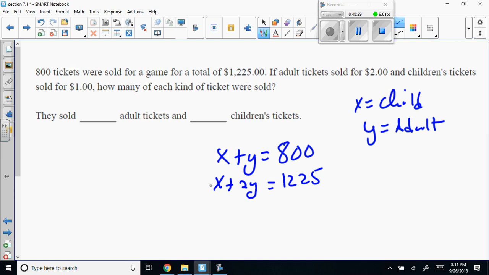How'd we do? I'm going to put that 1x there. Does mine look like yours? Yeah or nay? What do you mean you swapped it? Yeah, but that's the first thing we said: make x the child, y the adult, so we'd have the same. But it doesn't matter, as long as you make that determination and stick to it, you're fine, right? So x plus y equals 800, and then 1x plus 2y equals 1225. If you swap the adults and child, then yours would be 2x plus 1y equals 1225, right? You still get the same thing.